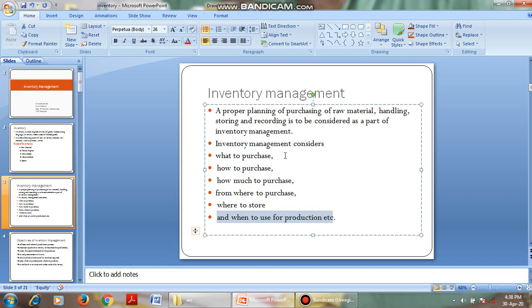See, for example, if you want to purchase raw material, what is the process of purchasing, how much quantity you purchase, from which place you purchase, where to store it, that is, what is the location, and at what time to use it for production. That is called inventory management.